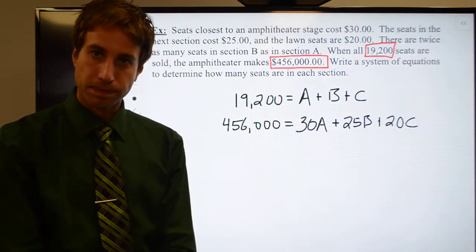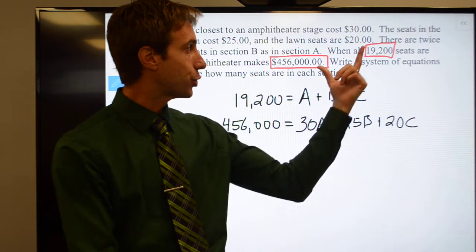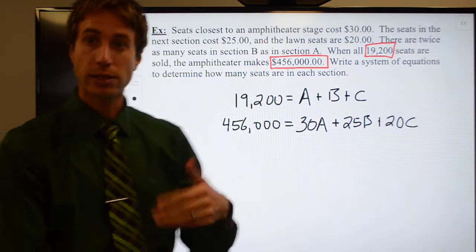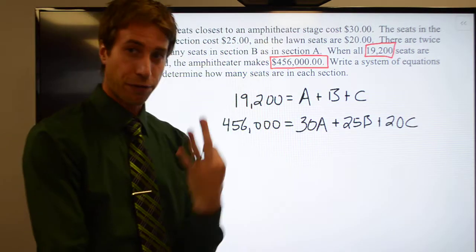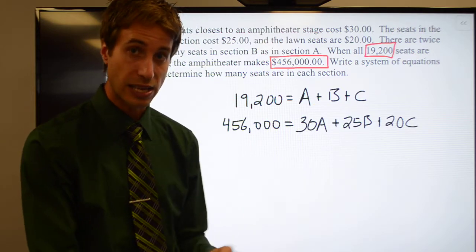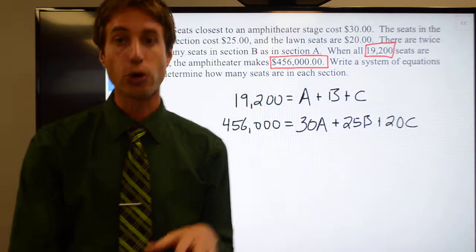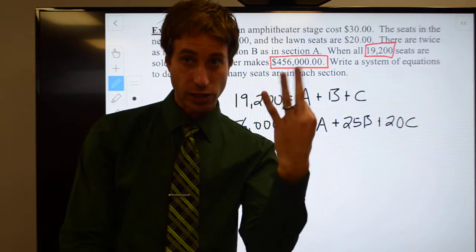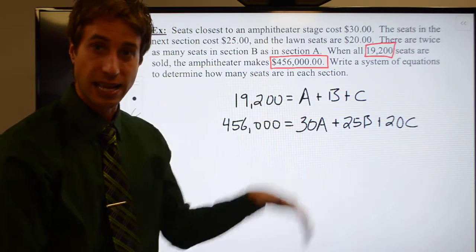But I got a problem. When I read my word problem, I only have two numbers that represent totals, and I've written the equations that go with those numbers. But here's my problem. I have three unknowns, A, B, and C. That's three unknowns, and right now I only have two equations, which is no bueno. Remember, in order to solve a system of equations, you must have the same number of equations, 3, as variables, which is 3. So they have to be the same.